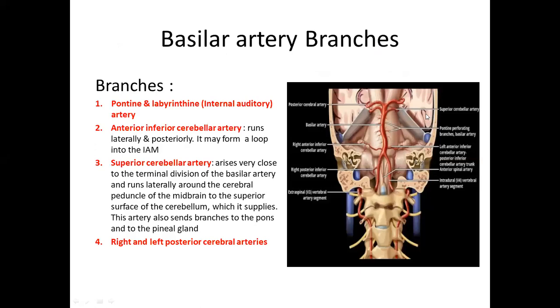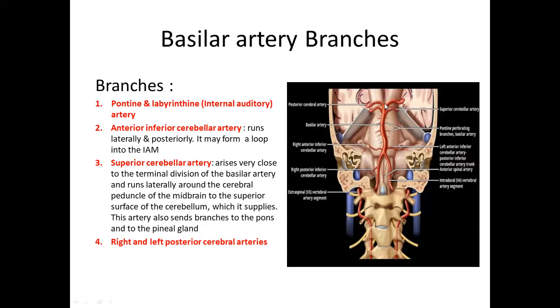Basilar artery branches. Here, the two vertebral arteries unite at the lower border of the pons, forming the basilar artery. It will give pontine and labyrinthine branches, and the anterior inferior cerebellar artery, right and left. Of course, all these branches are paired, one on each side. Superior cerebellar artery here, right and left. This artery arises near the terminal branches of the basilar artery, passes posteriorly and laterally around the cerebral peduncle, supplying the superior surface of the cerebellum, pineal gland, and pons.